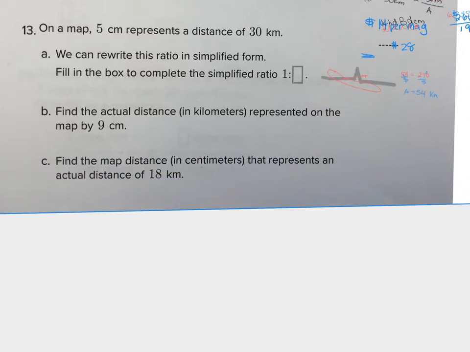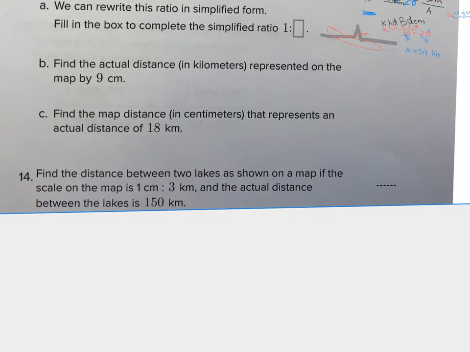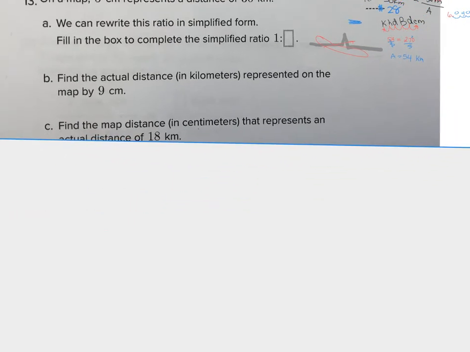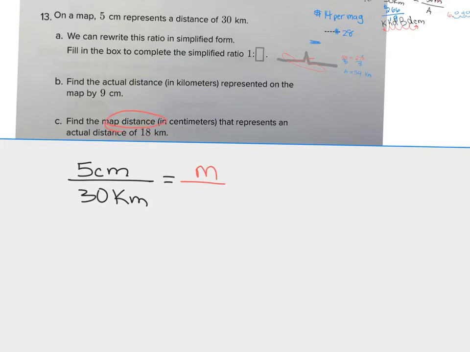Now it wants to know, find the map distance in centimeters. So now they're wanting centimeters. That represents an actual distance of 18 kilometers. Again, use the data that you were given. 5 centimeters on the map is related to 30 kilometers in real life. That's the given information. In the same way, they want to know what the map distance is, so that's my unknown, when the actual distance is 18 kilometers.